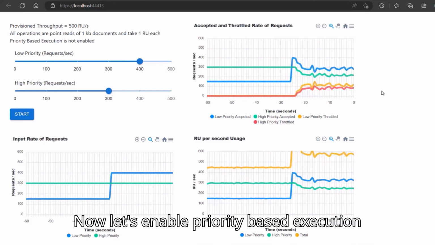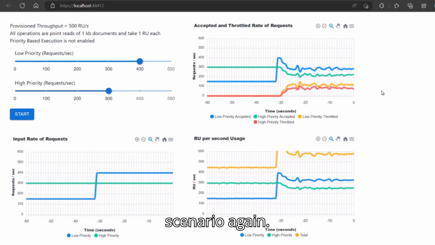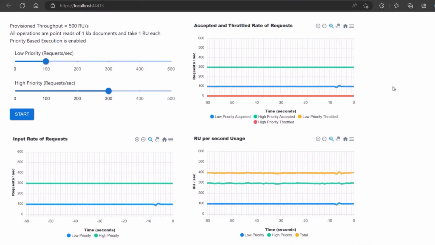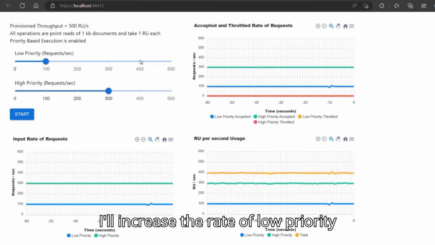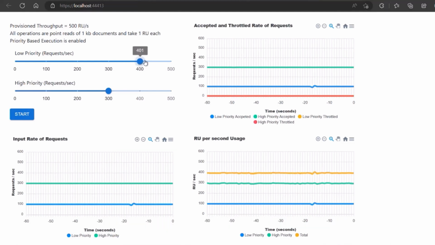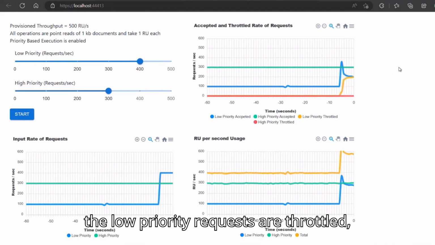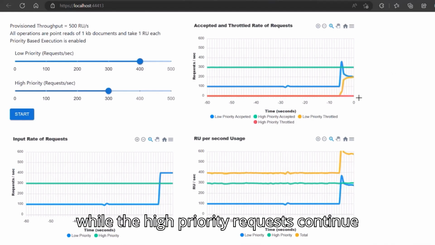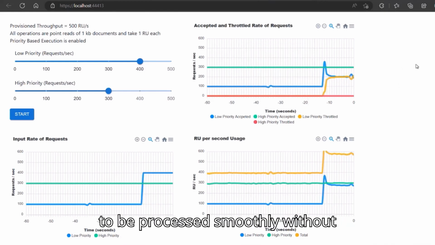Now, let's enable priority-based execution on this account and test the same scenario again. With priority-based execution turned on, I'll increase the rate of low priority requests once more, again to around 400 requests per second. This time, you can see that only the low priority requests are throttled, while the high priority requests continue to be processed smoothly, without disruption.